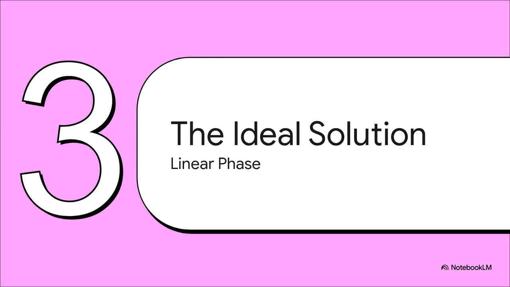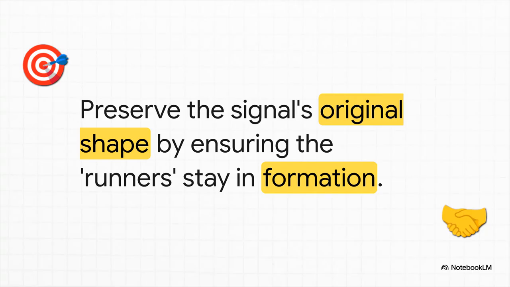Okay, so we know how to measure the mess. But what's the goal? What are we actually aiming for if we want to build a perfect, distortion-free system? And here's the thing that might surprise you. The goal isn't zero delay. That's pretty much impossible. A signal taking a little bit of time to get through a system is totally fine. The real goal is just to preserve its shape, to make sure our team of runners stays in perfect formation.